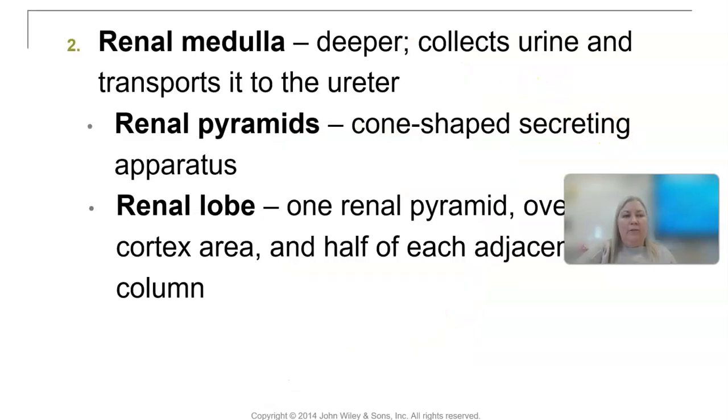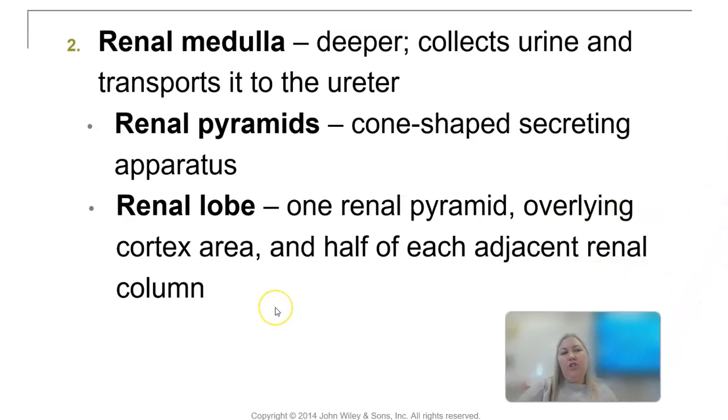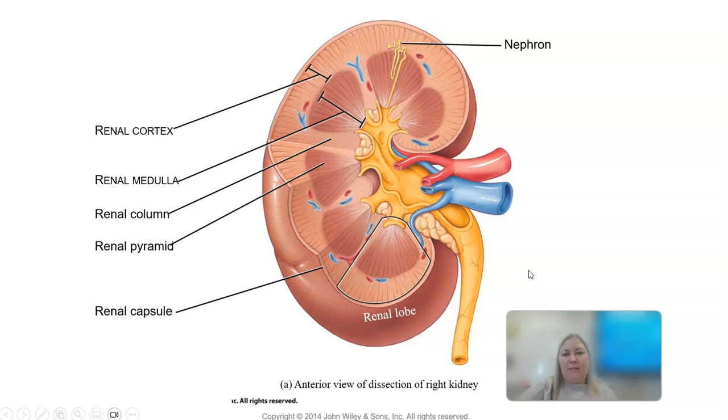Okay, so this renal medulla is the deeper region of each kidney. It's going to collect urine and then transport it to the ureter. The renal pyramids, like we just mentioned, are these cone-shaped structures that will secrete the urine and facilitate that reabsorption or filtration process. And then a renal lobe is just one pyramid and half of its adjacent cortex. So let's take a look at the picture because that really does make a lot more sense than these definitions.